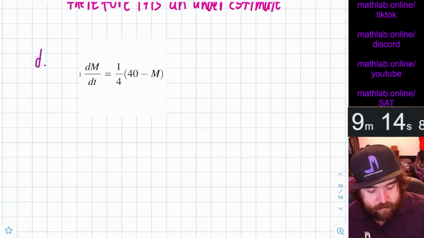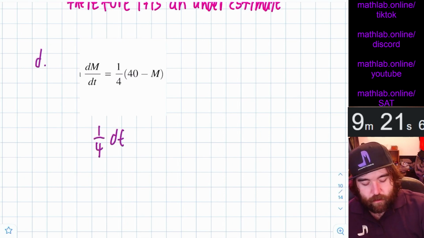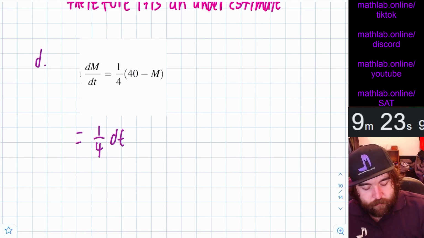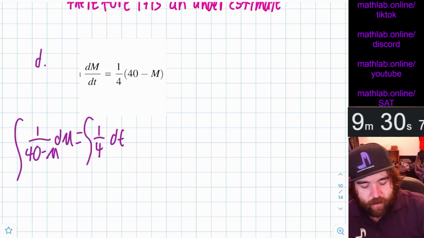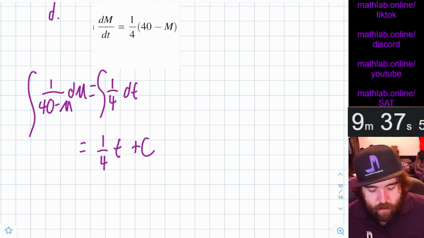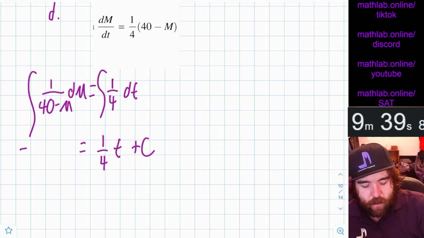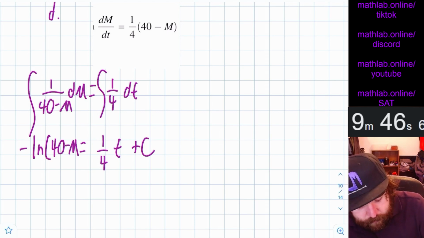There's just not in this case. But that means we have to divide. So we can leave the 1/4. So we'll have 1/4 dt, and we'll have 1/(40 minus m) dm. And then we'll integrate both sides. So we'll have 1/4 t, throw the plus c there. And then this is ln, right? But it's a negative. So negative ln of 40 minus m, because m is negative.